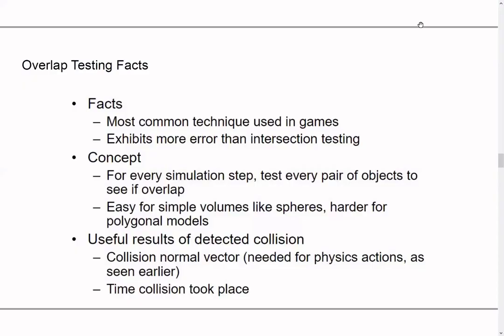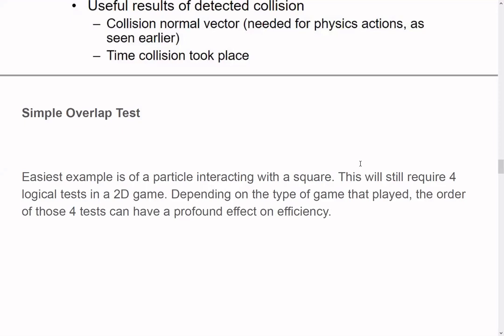So the useful results that we can detect of a collision are the collision normal vector, which we can use for future physics actions as well. And the other thing is the time that the collision took place. These are useful results for future reference.